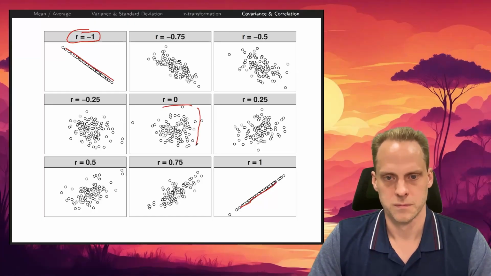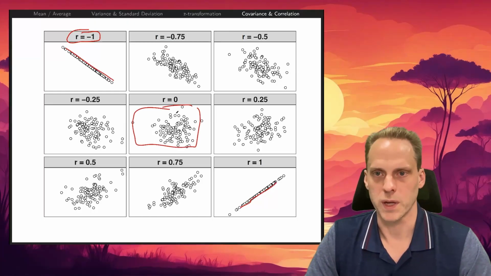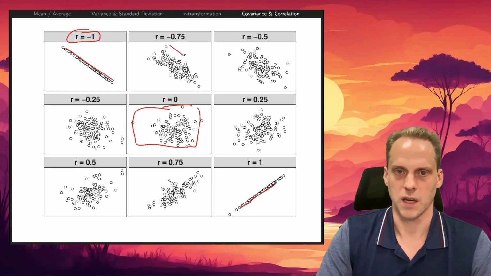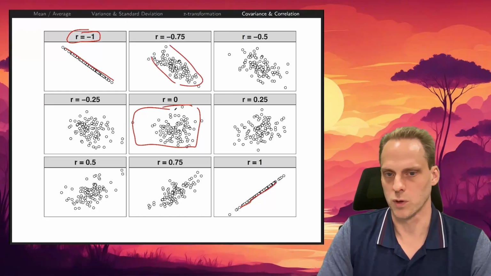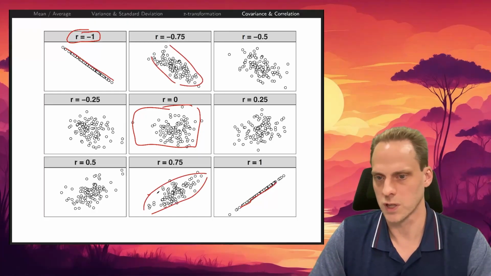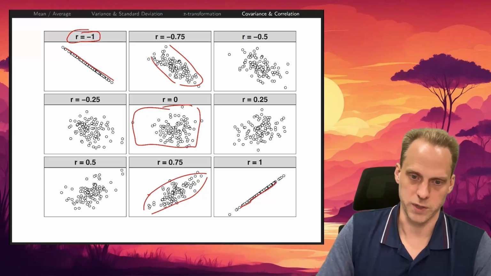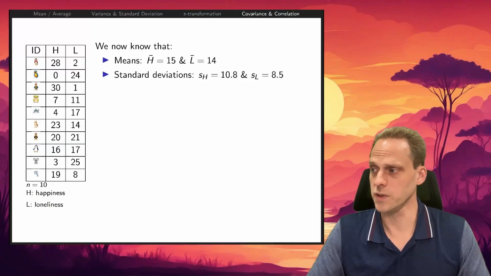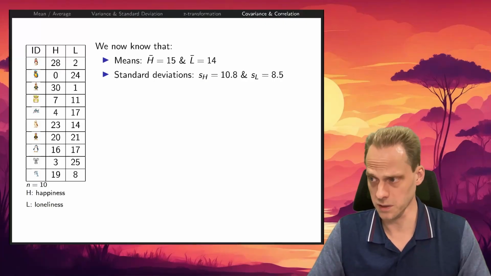0 means that the points are really all over the place. So there's no pattern here. And a strong negative correlation would look like this. A strong positive correlation would look like that. The further away from 0 you are, the more it becomes like a line. Like that. Okay, so let's see if we can calculate this correlation coefficient.